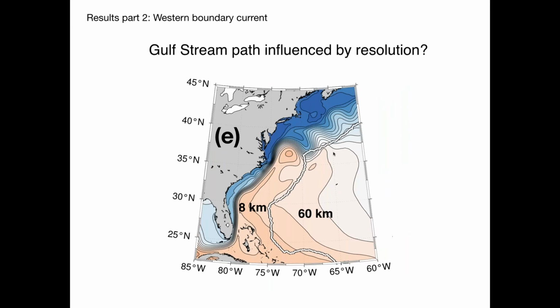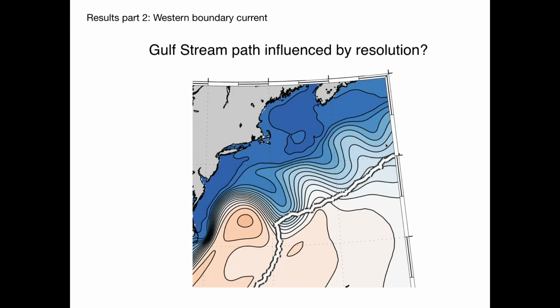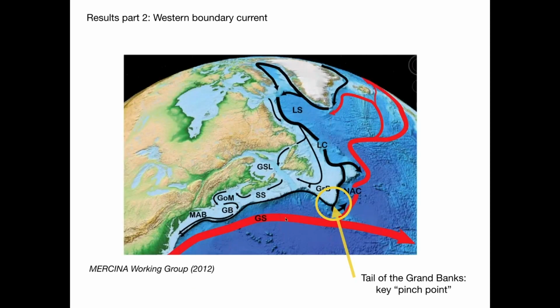So we had this plot earlier. This is the coastal refined mean sea surface height. And you can see that there seems to be a standing meander along the mesh transition. This indicates to me that there could be interactions with the mesh transition. Here's a plot of the Gulf Stream coming around the tail of the Grand Banks, and here's Labrador Current water. And this is a key pinch point for trapping Labrador Current water.